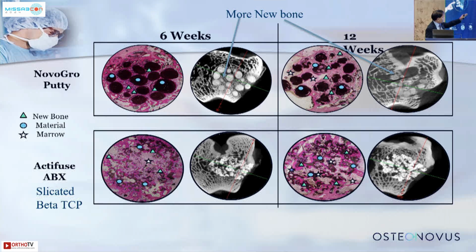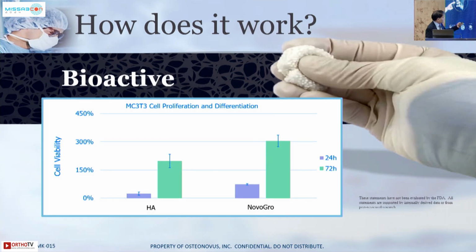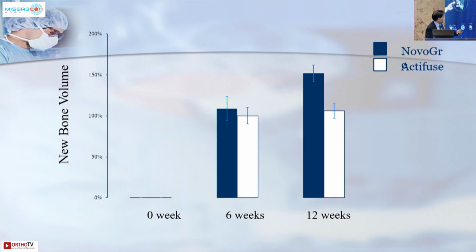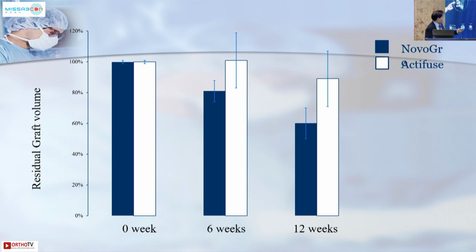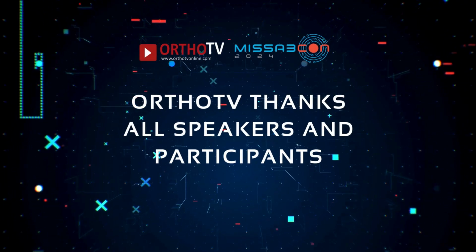NovoGro putty compared to ActiFuse, you can see there. The mechanism is that it releases silicon and sodium ions and recruits osteoblasts. And you can see the bioactivity here. If you see the new bone formation, it is quite good volume. And the residual graft volume, you can see it decreases very quickly compared to ActiFuse. Thank you very much.